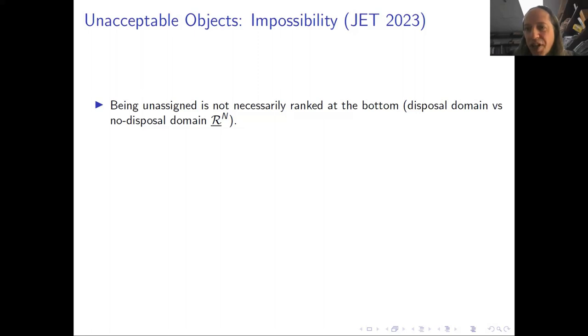I mean, you can always say, okay, RSD satisfies ex post efficiency, unanimity, and symmetry. Sure.